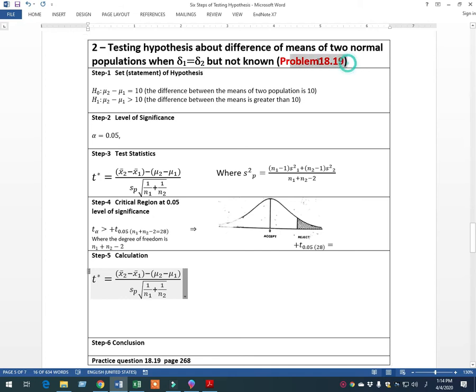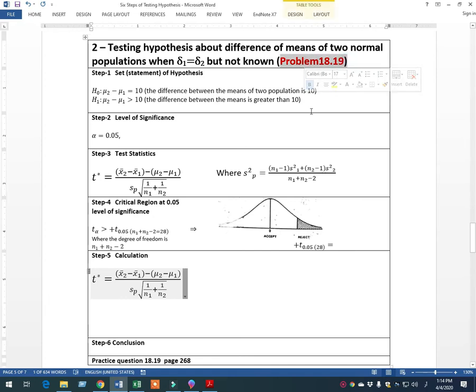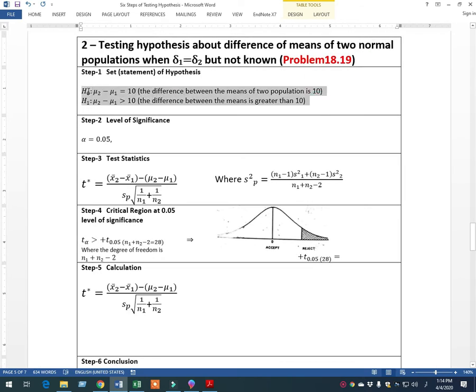I have mentioned that I'm solving problem number 18.19, and in the first step I have already done the hypothesis statement. The null hypothesis says that mu2 minus mu1 is equal to 10. It means that the difference between the means of the two populations is 10, while the alternative hypothesis is that the difference between the means is greater than 10. And at step 2 we have a 5% level of significance.